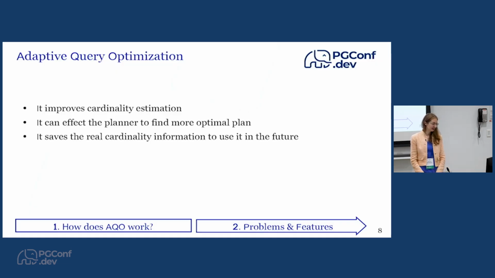Adaptive query optimization is an extension that improves cardinality estimation, and it can help the optimizer to find a more optimal plan. Its procedure is to save the real cardinality information and use it in the future.